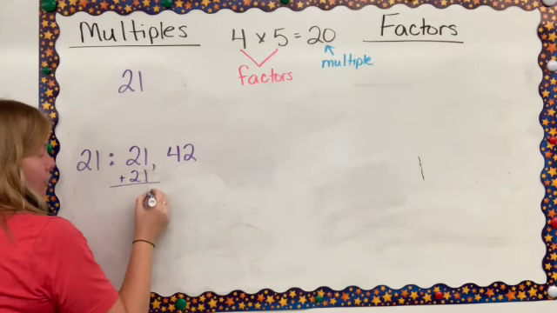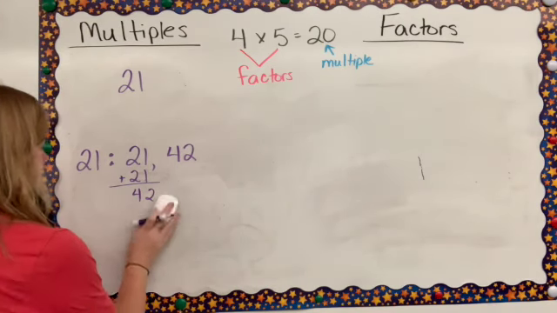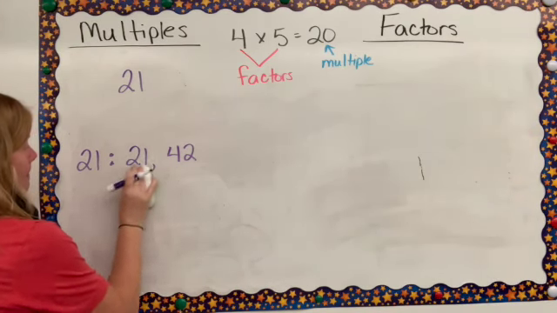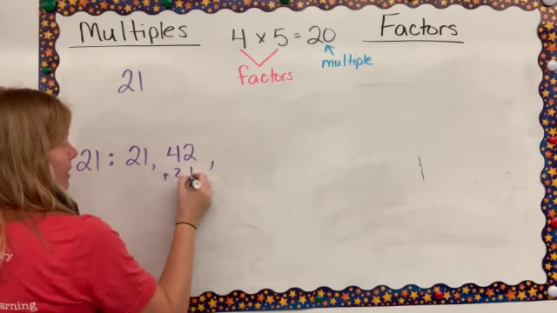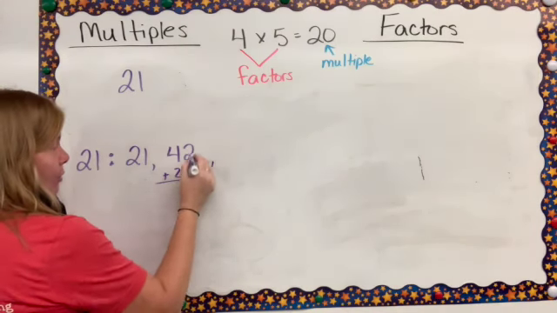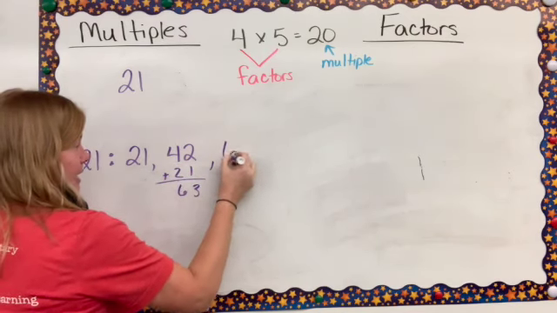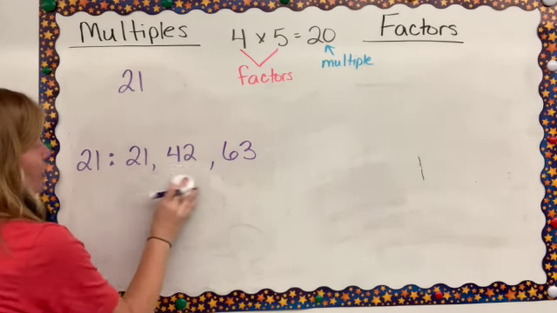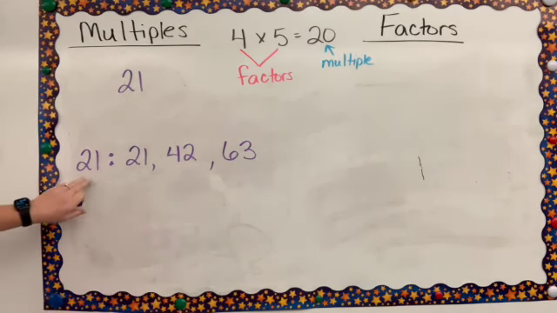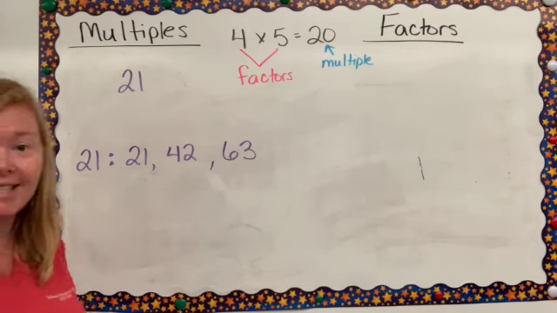1 plus 1 is 2. 2 plus 2 is 4. 42. Perfect. Next multiple. Add 21 to 42. We get 2 plus 1 is 3. 4 plus 2 is 6. 63. Perfect. So my first 3 multiples of 21 are 21, 42, and 63.